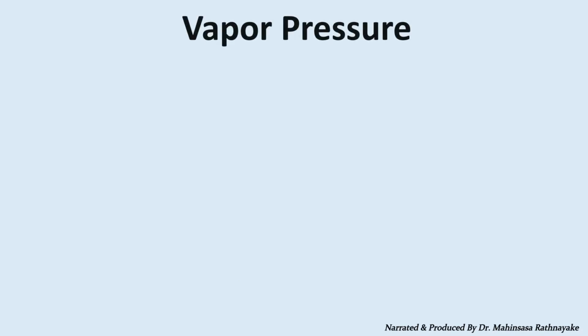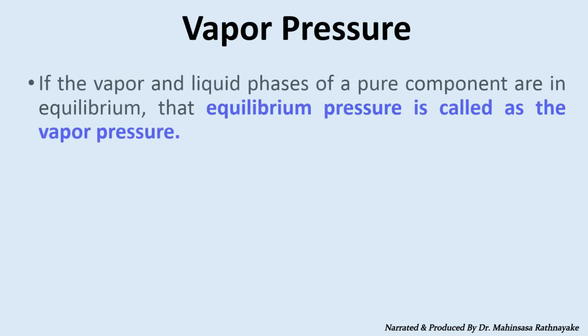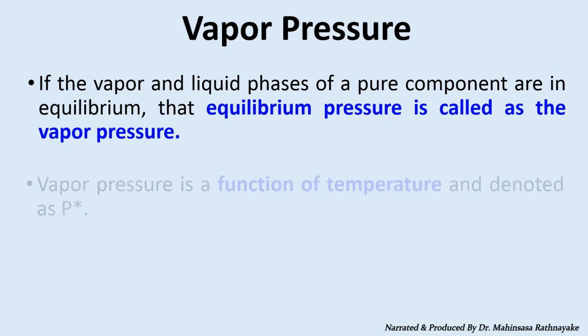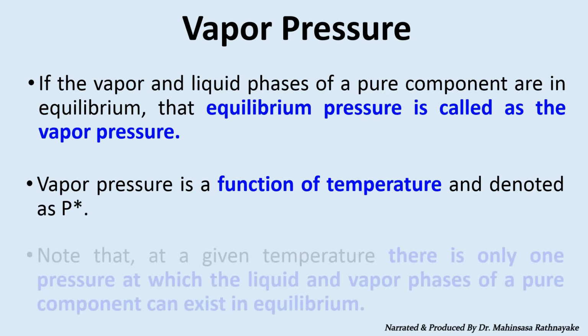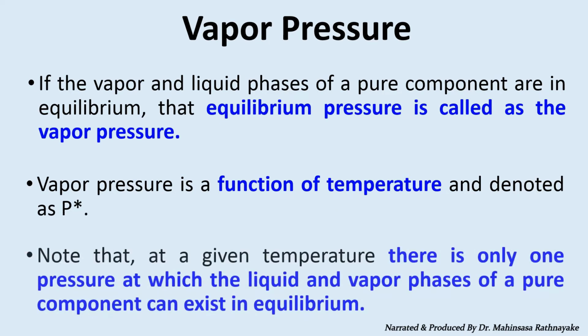What is the vapor pressure of a component? If the vapor and liquid phases of a pure component are in equilibrium, that equilibrium pressure is called the vapor pressure. So vapor pressure is a function of temperature. Vapor pressure is denoted as P star. Note that at a given temperature there is only one pressure at which the liquid and vapor phases of a pure component can exist in equilibrium.